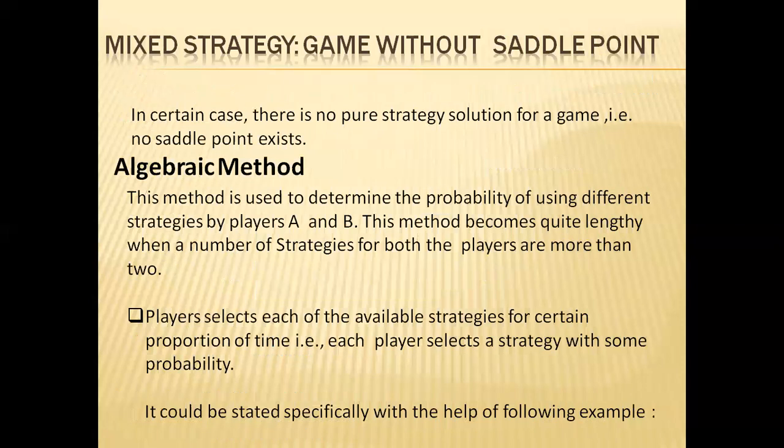So moving on with respect to mixed strategy. In mixed strategy, we look at the cases of a game without a saddle point. First one is the algebraic method. This method is used to determine the probability of using different strategies by player A and player B. This method is quite lengthy when there are n strategies for both players, or more than two.